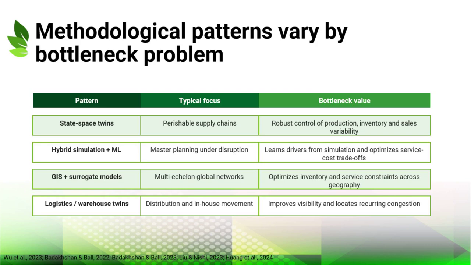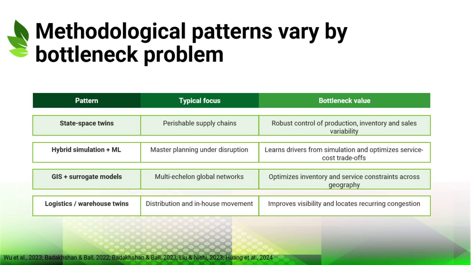Different bottleneck problems require different modeling patterns. State space twins are useful in perishable supply chains because they can represent relationships among production, inventory, and sales, while updating parameters with real-time information. Hybrid simulation and machine learning are used in master planning under disruption, where simulation captures complex interactions and machine learning identifies the drivers of performance.